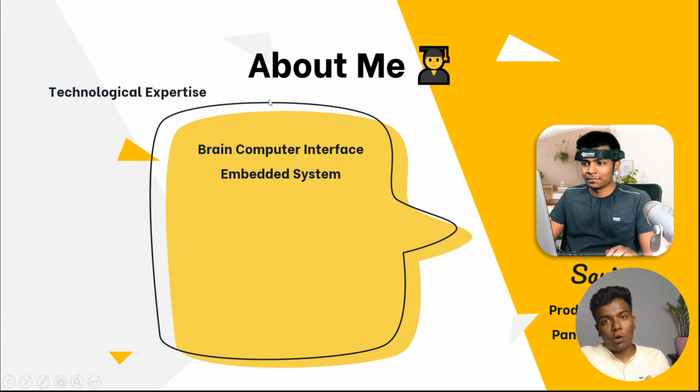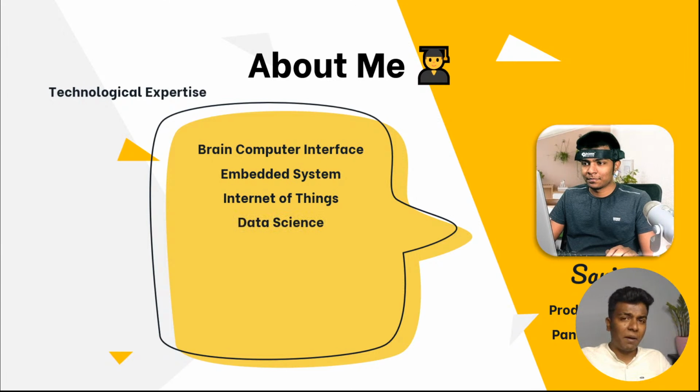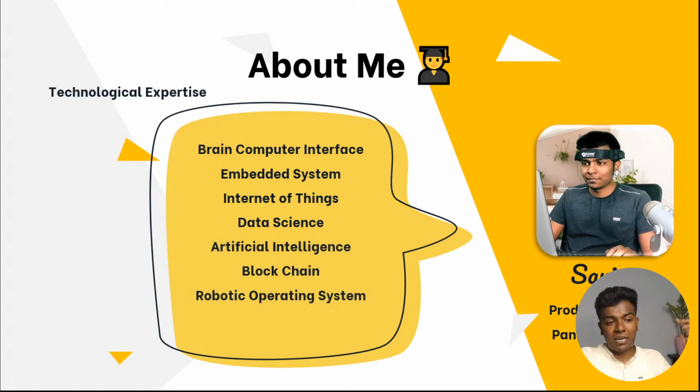Then I moved on to embedded systems, because I come from an electronics and communication engineering background. Embedded systems and then the Internet of Things. In embedded systems, I worked on microcontrollers like 8051 and Arduino, and then data science and artificial intelligence, and then blockchain, doing mining and Hyperledger. Currently I'm working on robotics, designing autonomous robots using the Robot Operating System, ROS. These are all my areas of expertise.